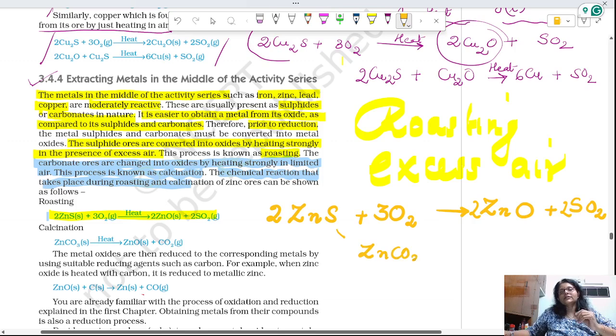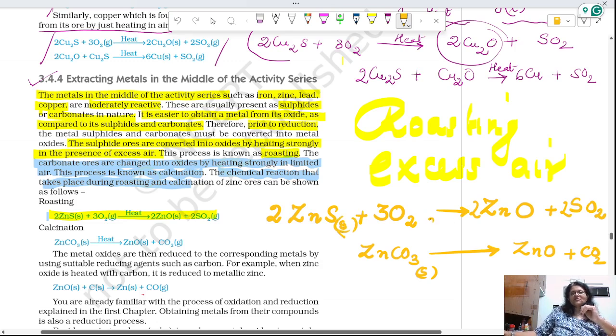Then again, zinc carbonate is heated to form zinc oxide plus carbon dioxide, which is the gas that is given out. Here it's all balanced. You just need to write down the state symbols. That is also necessary when you write down the chemical equation, right? We have studied it in the other class. Okay, and then finally, what did you get?